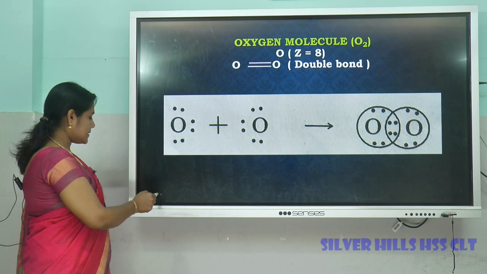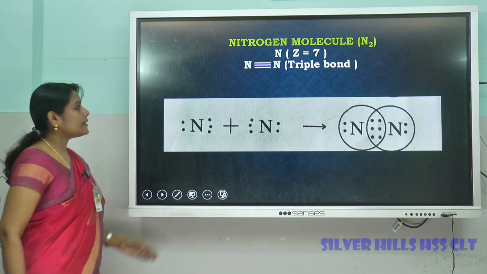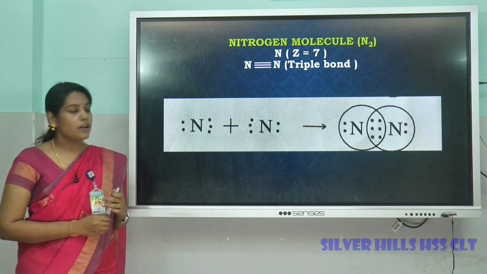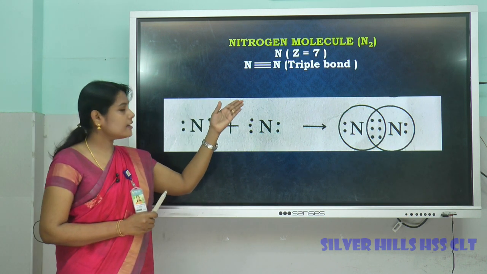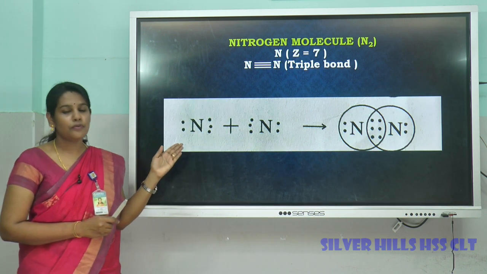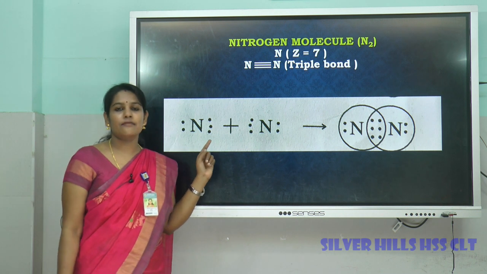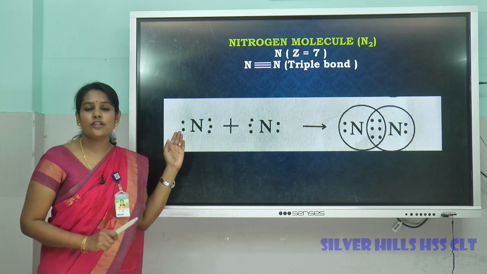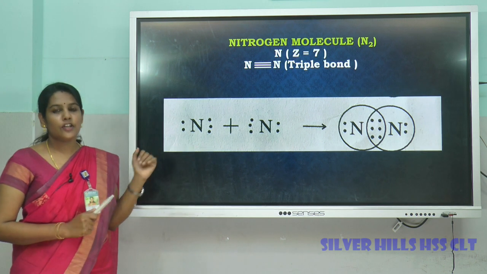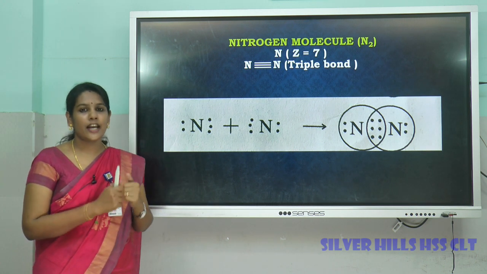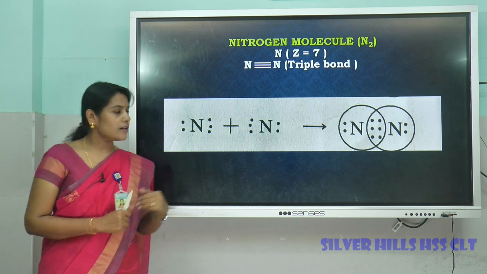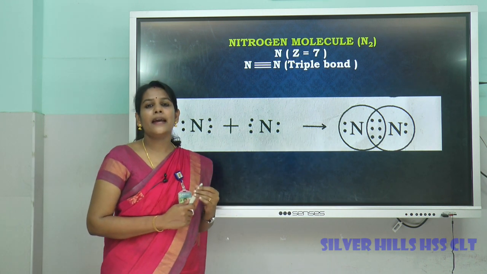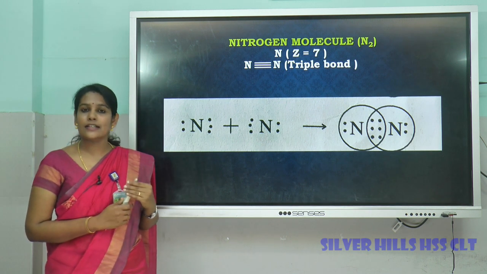Now the third example is the nitrogen molecule. Here we have 2 nitrogen atoms. For nitrogen the atomic number is 7, so the configuration is 2, 5. Around each nitrogen atom we have 5 electrons. In order to attain stability, each nitrogen atom should get 3 more electrons. So these 2 nitrogen atoms will share 3 pairs of electrons and attain stability. The covalent bond formed by sharing 3 pairs of electrons is a triple bond.